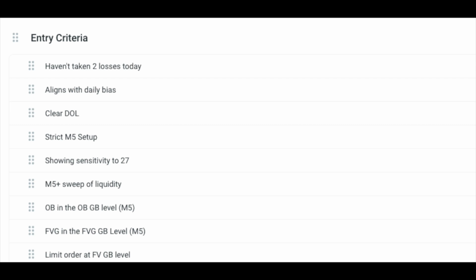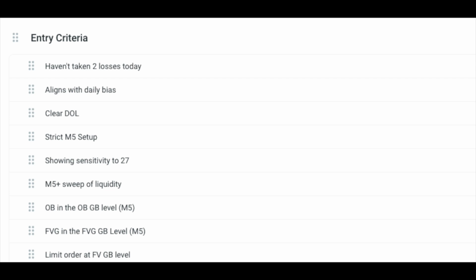We then need an M5 sweep of liquidity. So even ICT talks about this a lot, where his son's algorithm requires a sweep of liquidity before he enters. And he also spoke about high frequency algorithms in the real world only ever execute after there's been a sweep of liquidity. After the sweep of liquidity, we need to check that there was an order block which formed in the order block GB level, again on the M5 time frame.